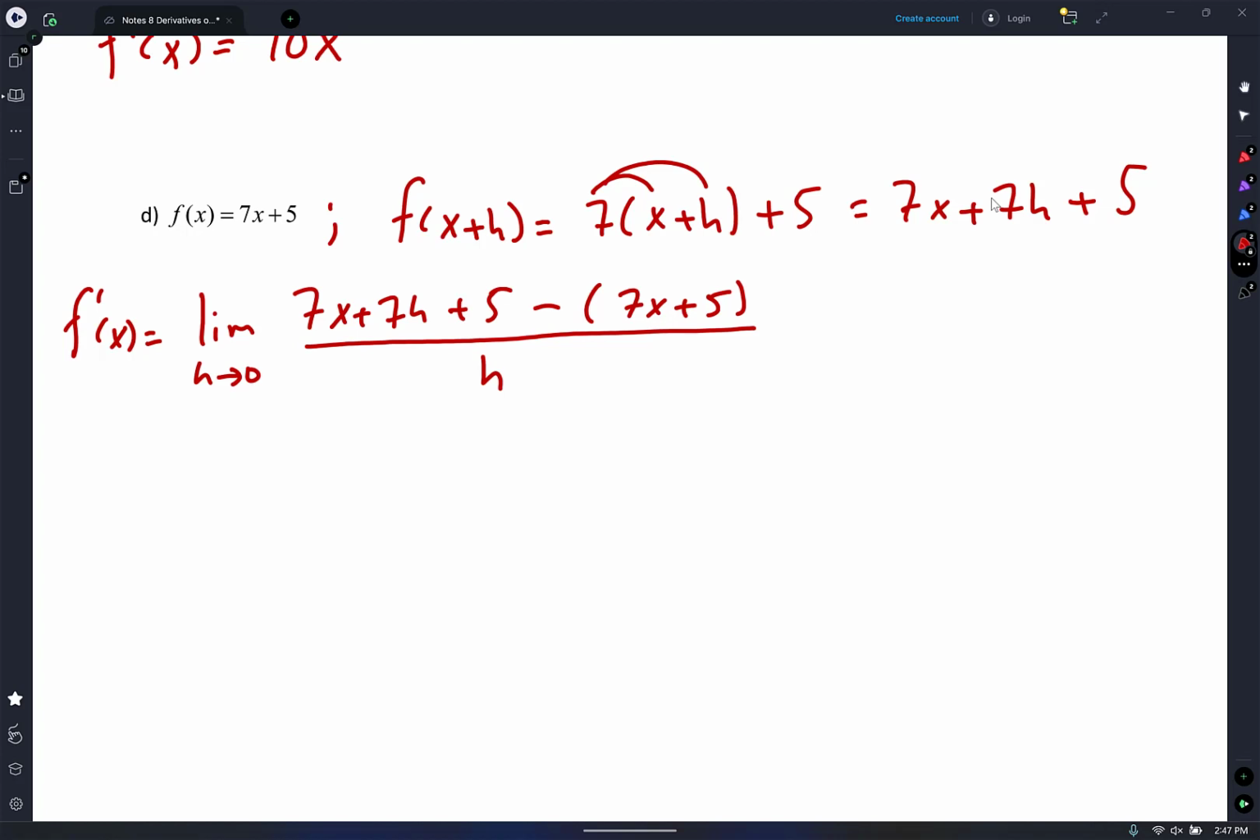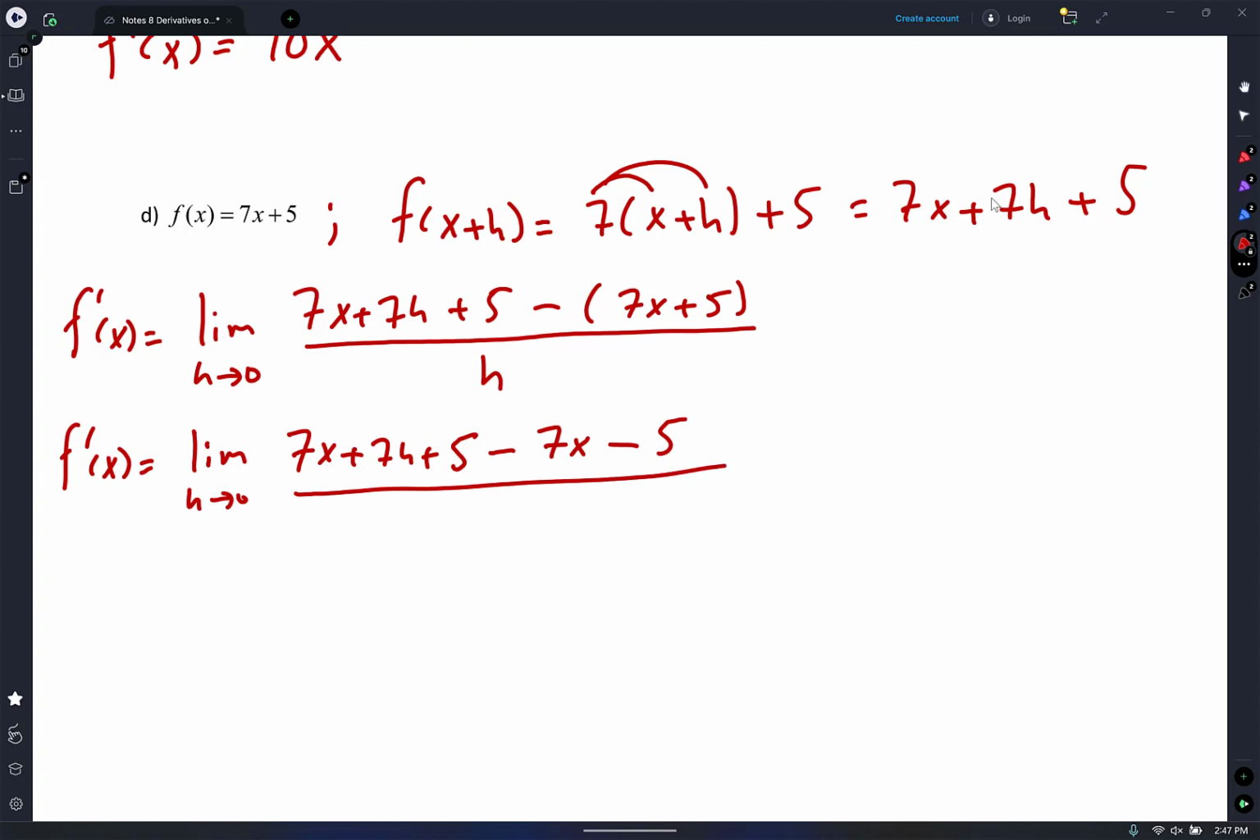Okay, I'm going to do another line. F prime of x equals limit as h approaches 0. I'm just going to distribute it right here, guys. 7x plus 7h plus 5 minus 7x minus 5 all over h. Are we okay? Okay, here we go.